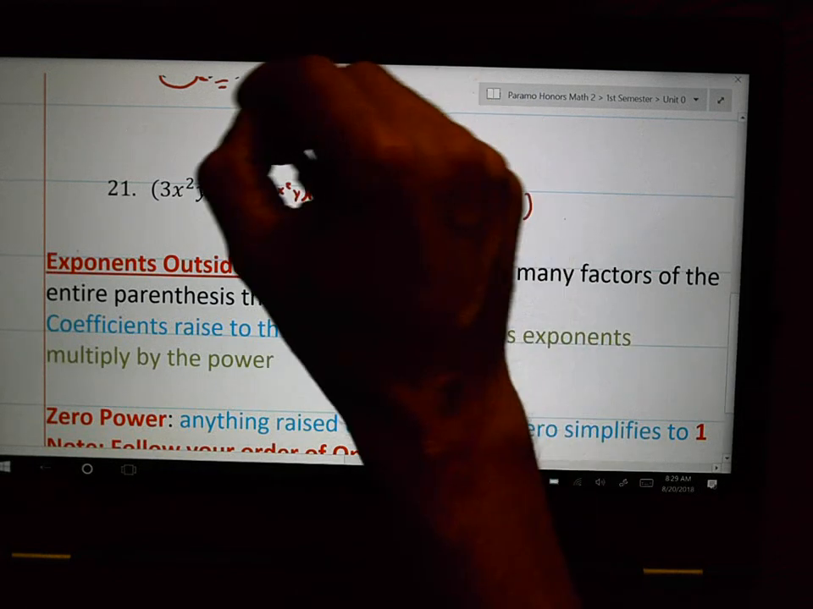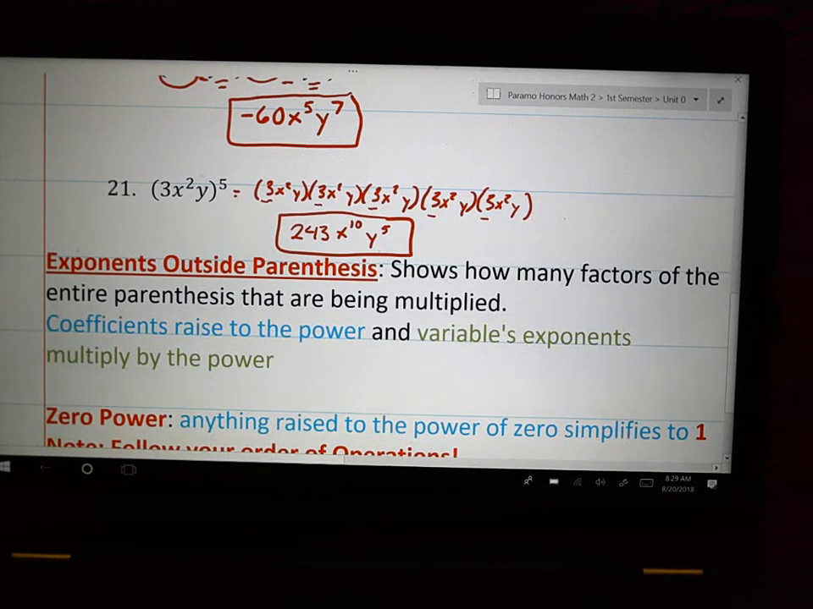Just curious, how many of you got 243 x to the 10th y to the 5th? Please raise your hand. A little over 60-70% of the class, not bad. Those numbers are kind of big, which is why you're probably going to want to start using a calculator on some of these problems.